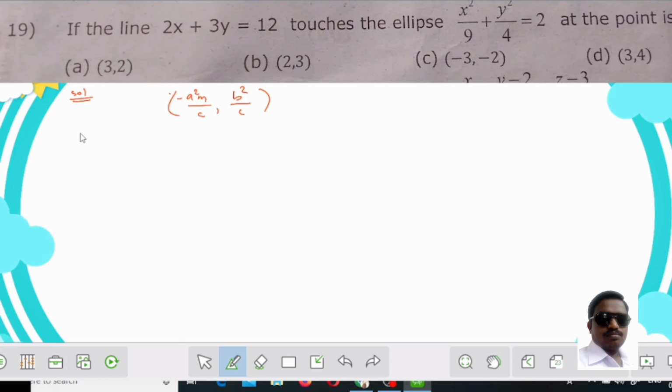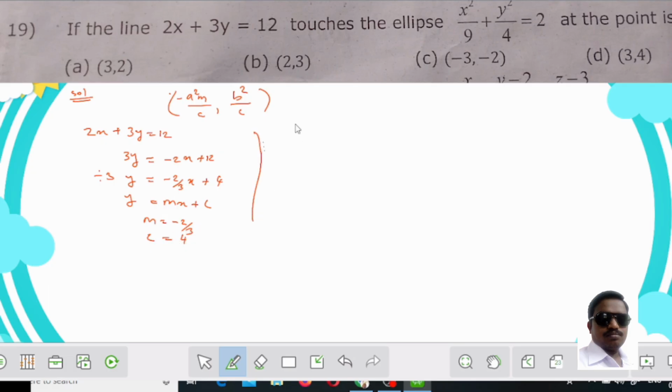first write the given straight line 2x + 3y = 12. This is a straight line, so you may rewrite it in y = mx + c format: 3y = -2x + 12, and you divide by 3. This will become y = -2/3 x + 12/3, which is 4. So this is of the form y = mx + c. By comparing these two, the value of m is -2/3, the value of c is 4.